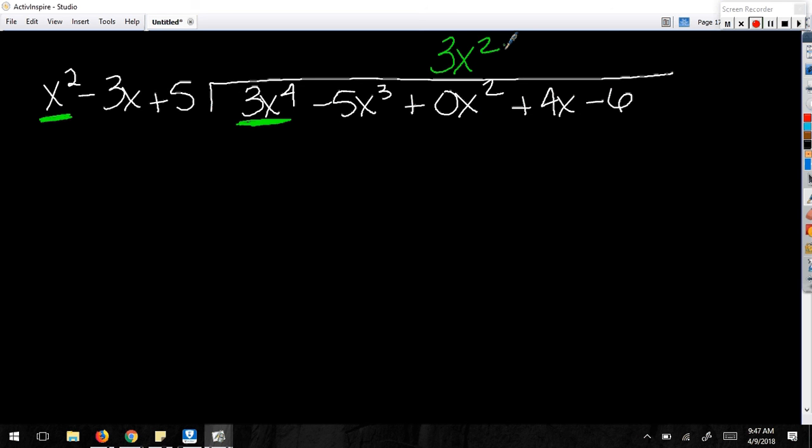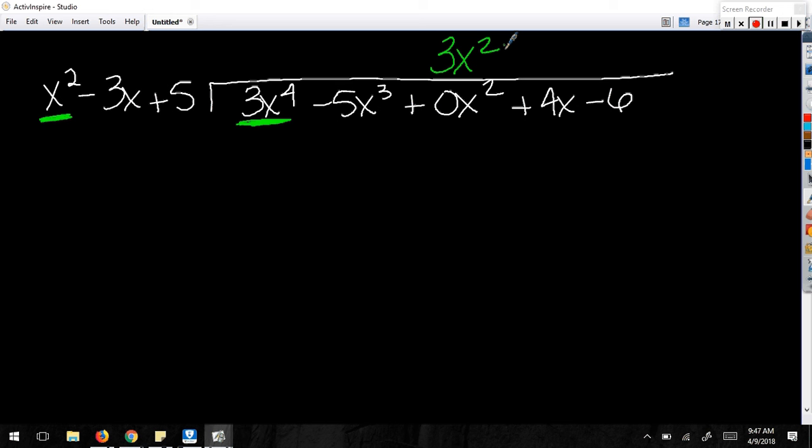Subtract 10 from 12. Okay, but if you're explaining this to somebody that hadn't done it before, where's the 10 coming from? From 5 times 2. So you're multiplying around, right? And you're writing it under.